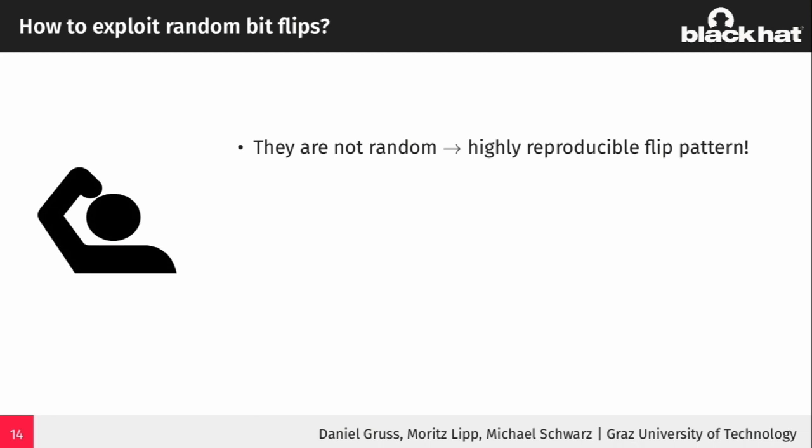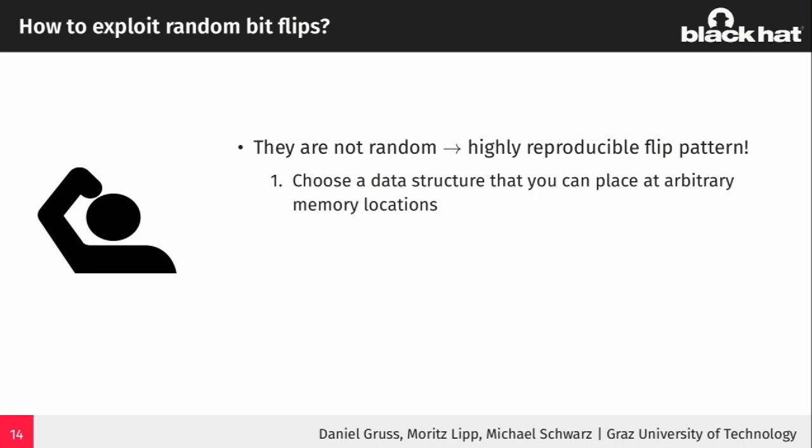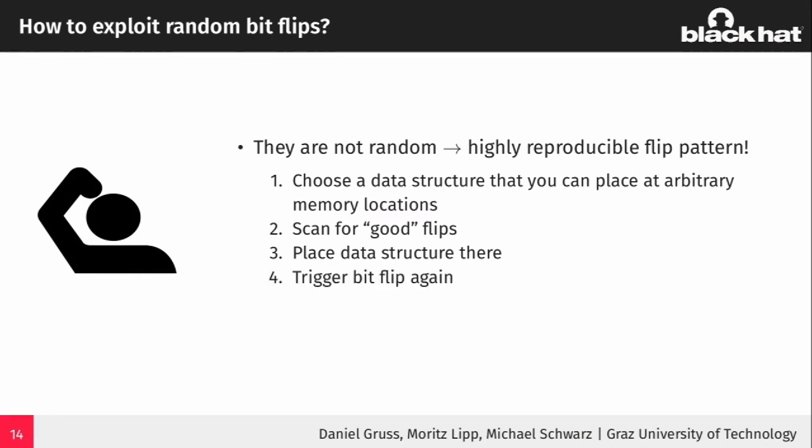It's highly reproducible. So what you can do is think of a data structure that you want to modify and think about the bit position that you want to change. And then you scan the entire memory for bit flips at the right offset and then try to move your data structure there. For instance, by spraying. And then you can trigger the bit flip again, and you have changed exactly the right bit to exactly the right value and can do whatever you want with that. In addition, you can also build a path with it, because it's not random. But you cannot build a random number generator.